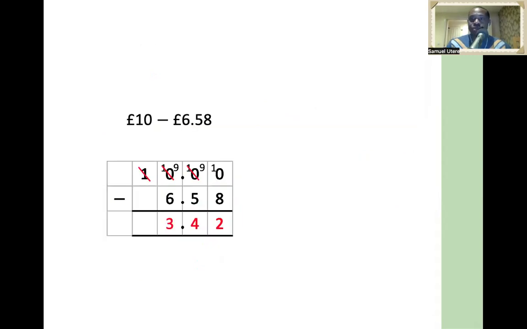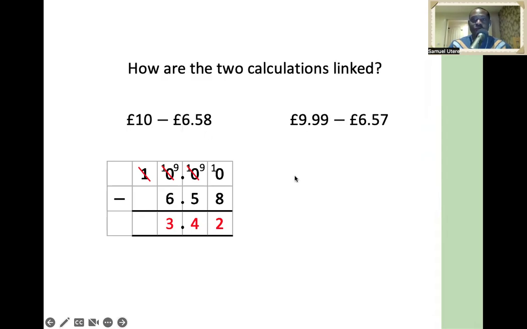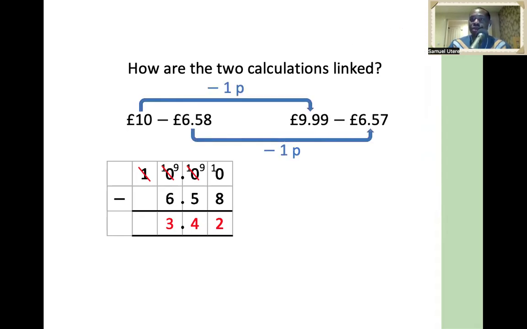Here is this one. If you remember from our previous lesson, we did a calculation like this: £10 subtract £6.58. Now, we know that the answer is £3.42. But what do you recognize when you compare this calculation with this one? Oh, well, notice that this one is 1 pence less than £10, and this one is 1 pence less than £6.58. So it means that our calculation will have the same answer. Check it out.